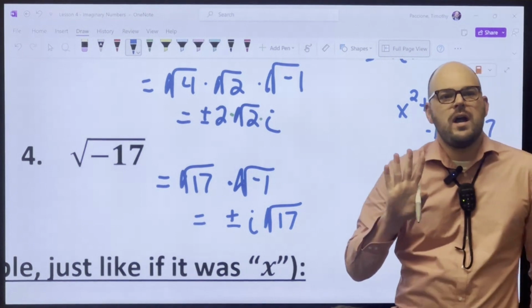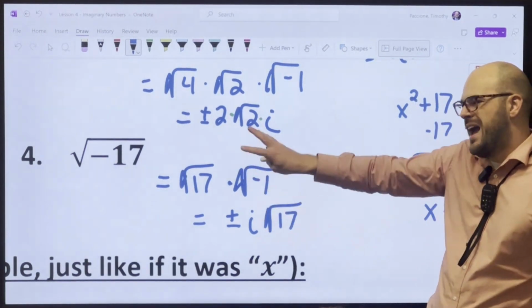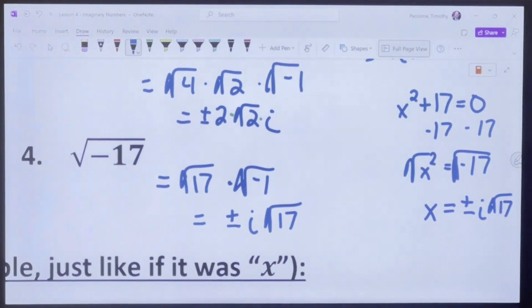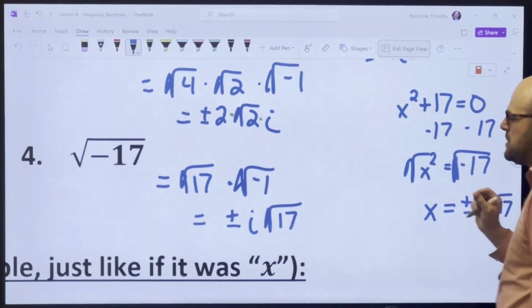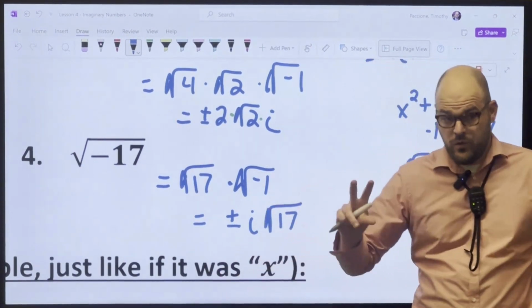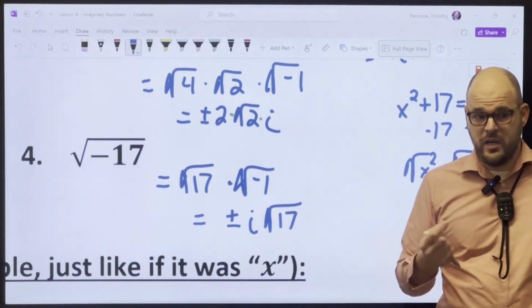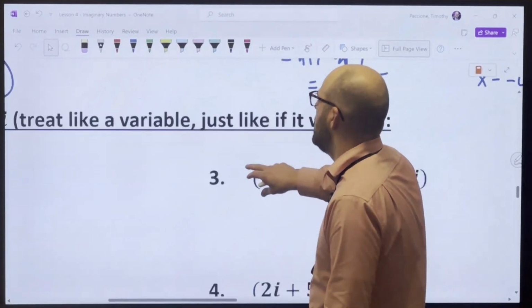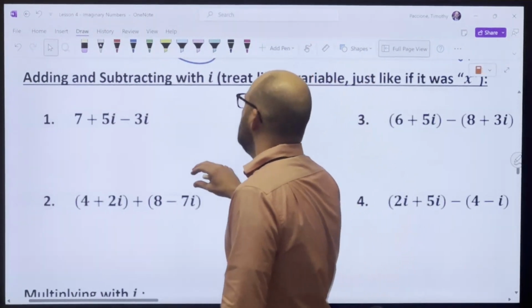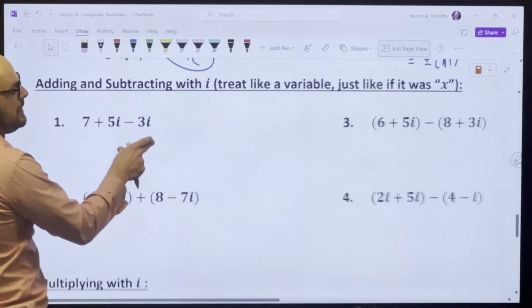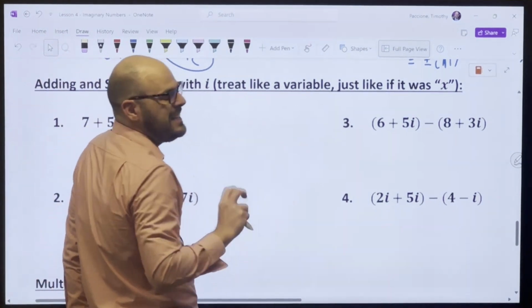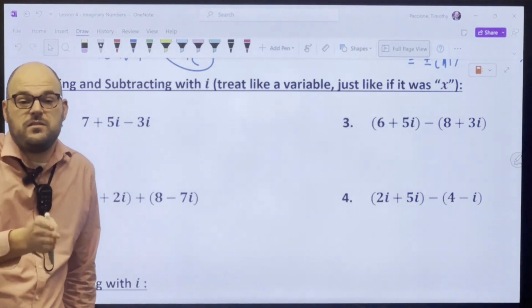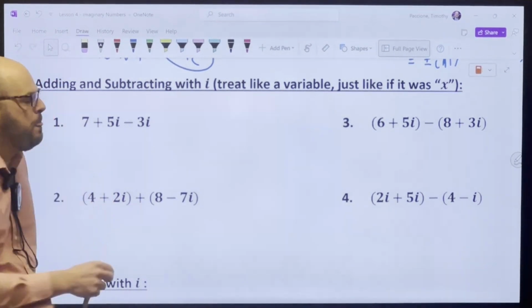All right, so that's how you change radicals with i. But you also are going to need to add and subtract and multiply when i is involved. This is stuff we need to know how to do for the next class, where we start going back into quadratic equations a lot more, okay? So we're going to add and subtract, and then we're going to multiply, and then we'll be done. Okay, so it says adding and subtracting with i, and I put it right here. Treat it like a variable, just like if it was x. That's why we changed the weird square root of negative to a letter, so we could keep working, right?